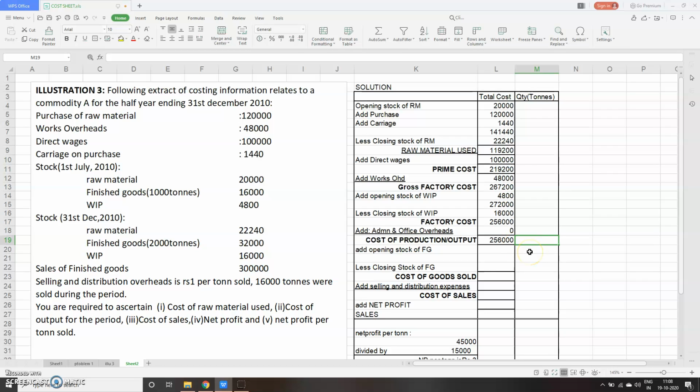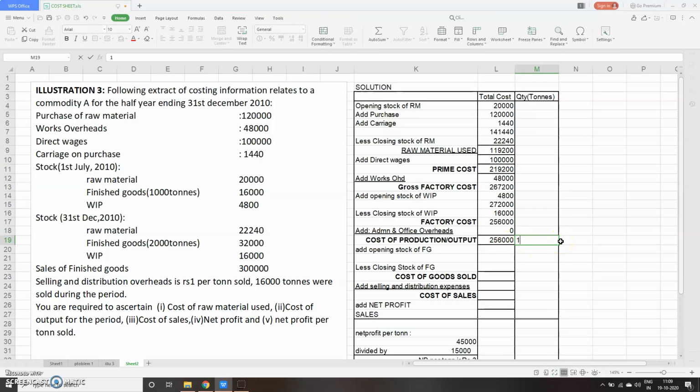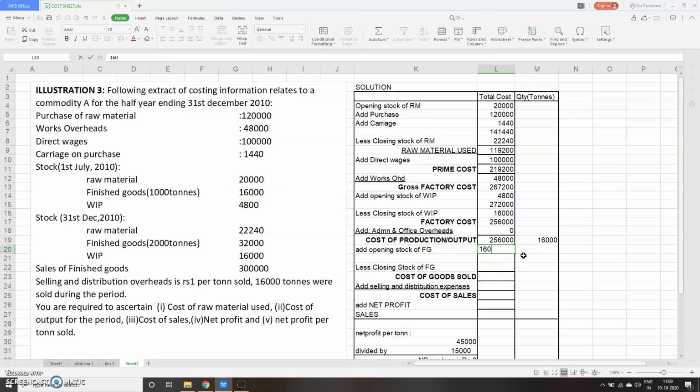Now cost of production is 2,56,000. The output is given, they are saying produced is 16,000. So I'll write in the output 16,000. Okay, now with this we will add opening stock of finished goods. It is 16,000. 16,000 is finished goods. What is this opening stock in tons? 1,000.